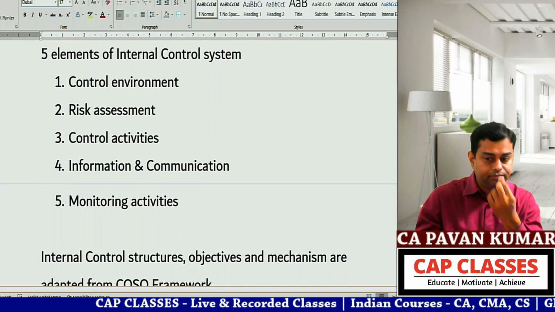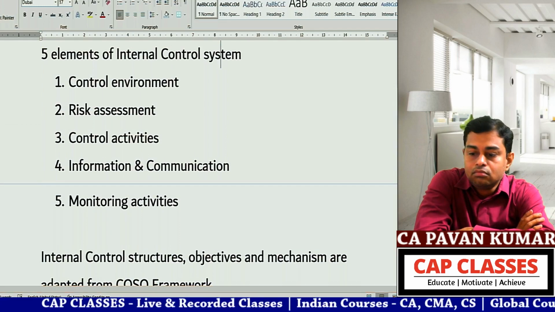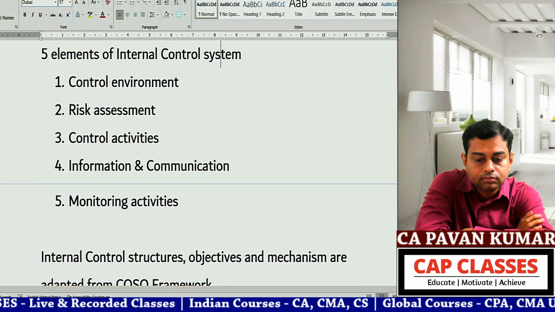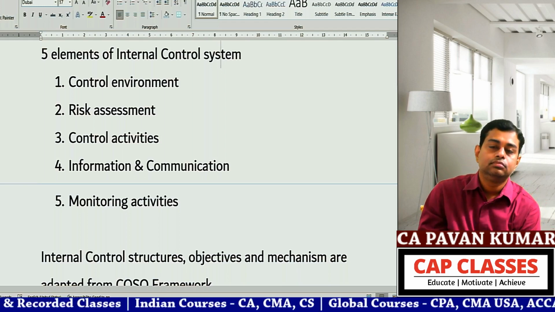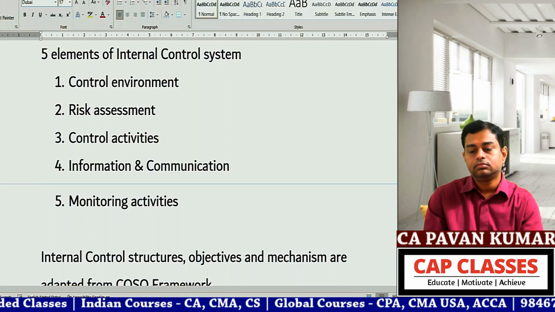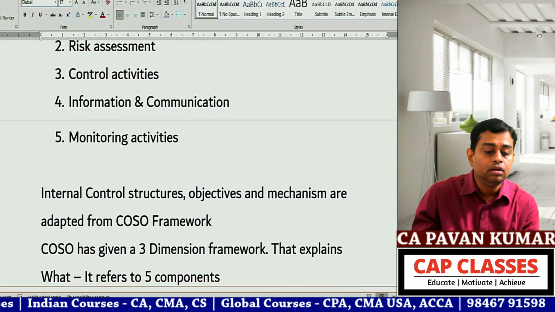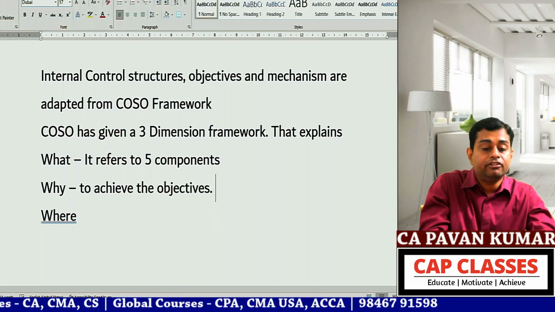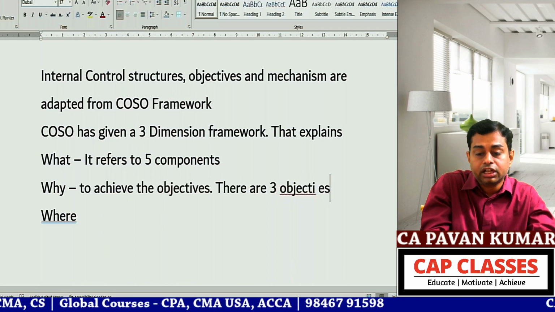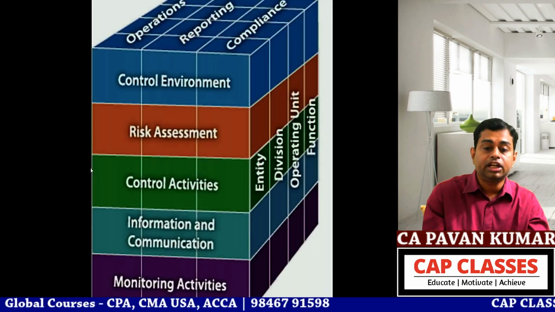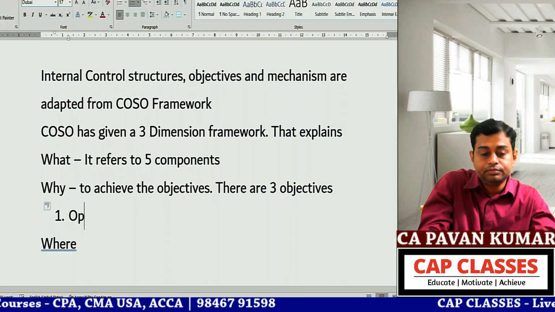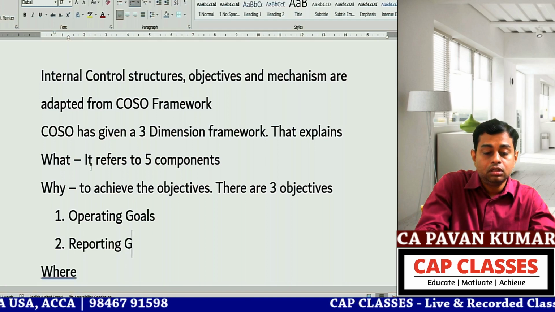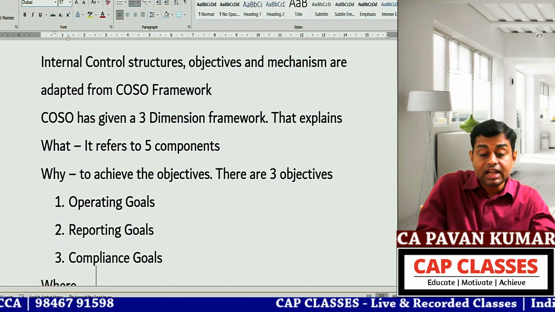Then come to the middle part. There write down why, arrow mark down, to achieve the objectives. There are three objectives. One, operating goals. Two, reporting goals. Three, compliance goals.